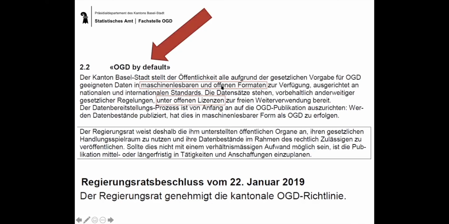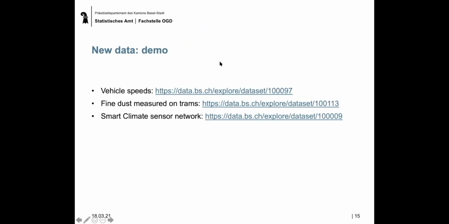And this was the decision that the government had. So we have to help people in the government to publish their data in machine readable and open formats under an open license. And the canton government has decided this at the beginning of 2019. So we've been working hard since then, and it's been big fun, but we are nowhere near finished. So this is an ongoing thing, of course. Good. So the talk is about new data, new possibilities. Let's look at new data.